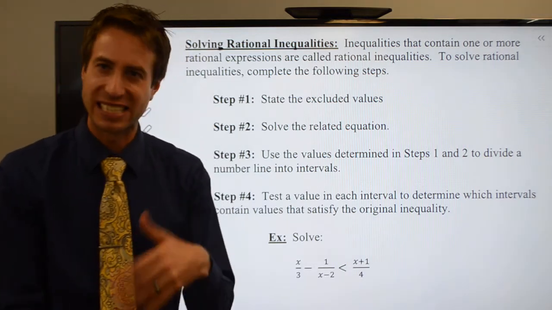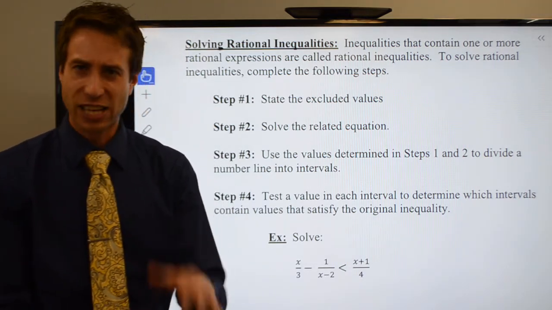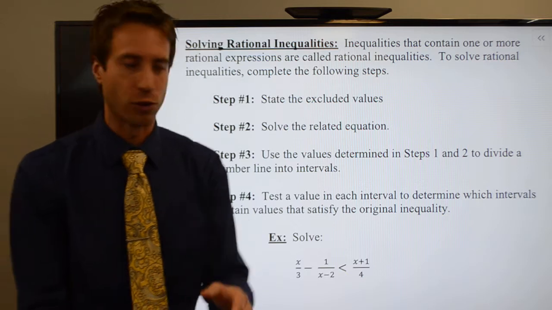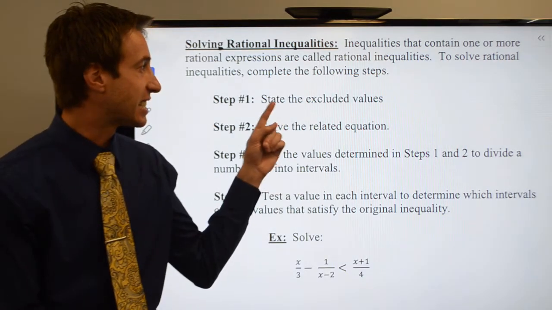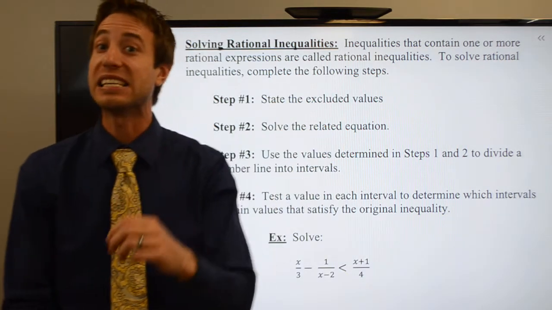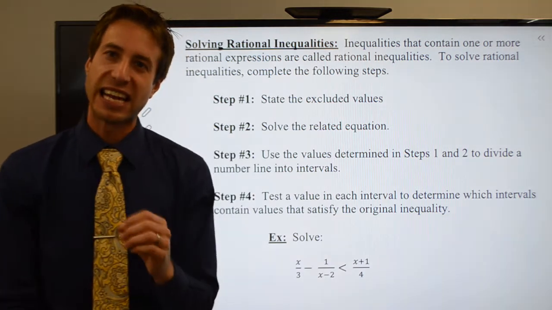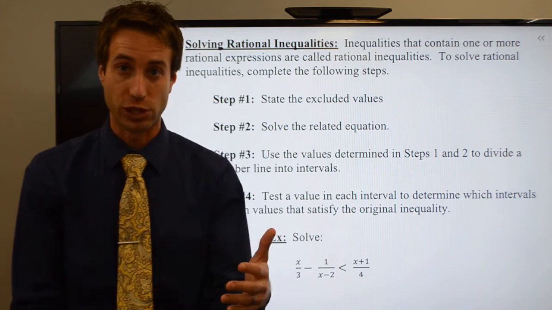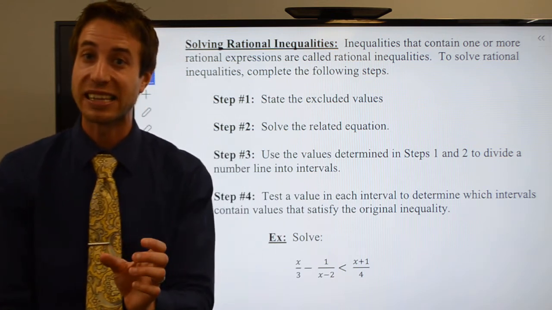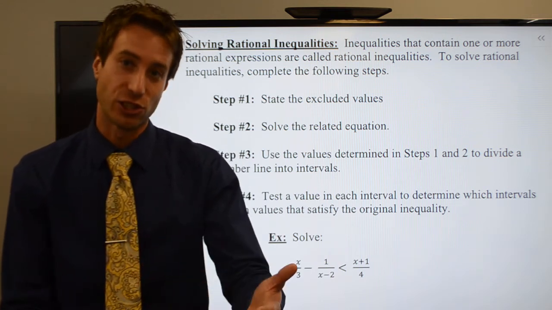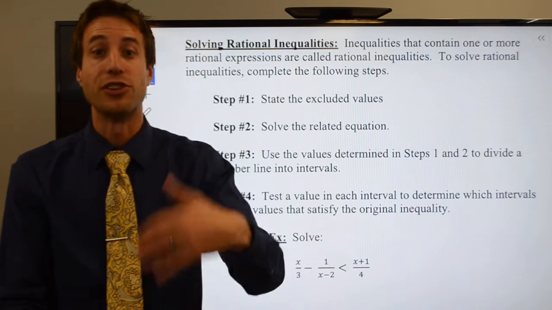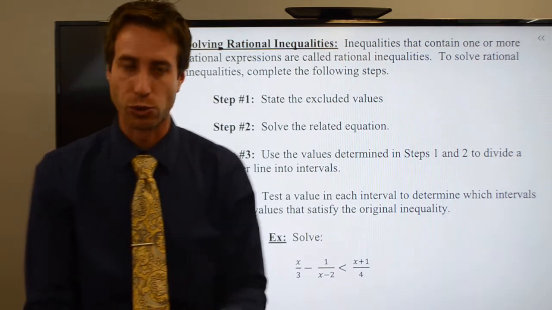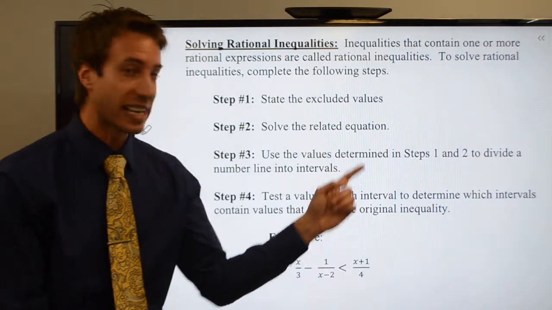They'll make way more sense as you begin to see example problems, but we'll talk about them here first real quick. First thing we're going to do is state the excluded values. We've seen this before in previous sections. Stating the excluded values simply means figure out what gives you division by 0, and then we'll exclude those values. We do that by setting the denominators equal to 0 and solving for the variable. That'll let me know what the denominator cannot be.